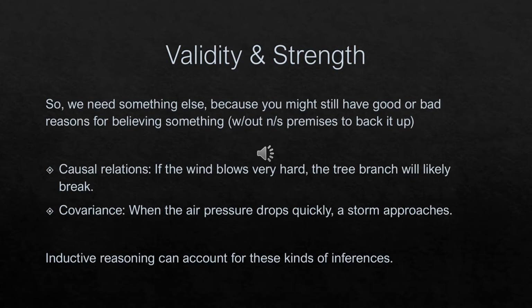Similarly, covariance, right? So there's a co-varying relationship between air pressure and storms. In a way, there's a causal relation that's behind this, but it's hard to pin down exactly, and it's not always the case that air pressure drops when a storm approaches, but most of the time, right? And the idea here is basically just to say, look, this is similar to cancer and smoking, right?